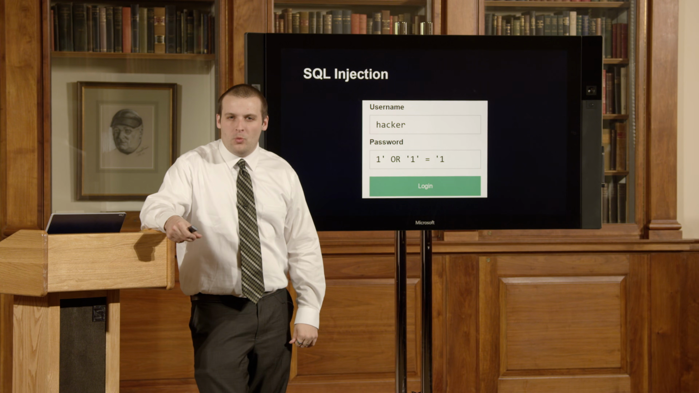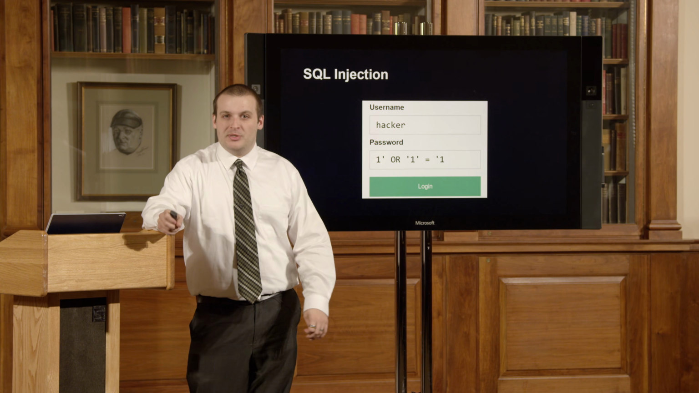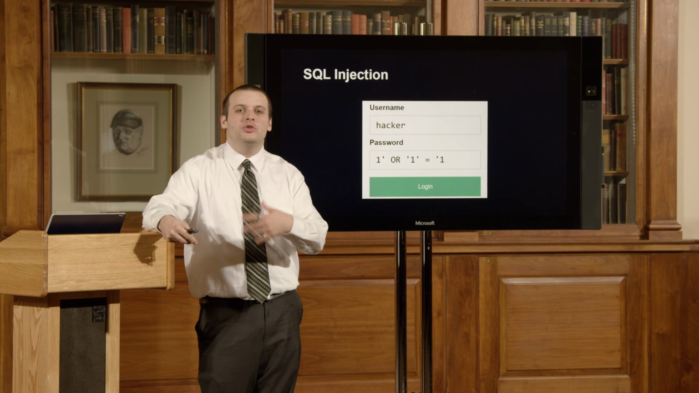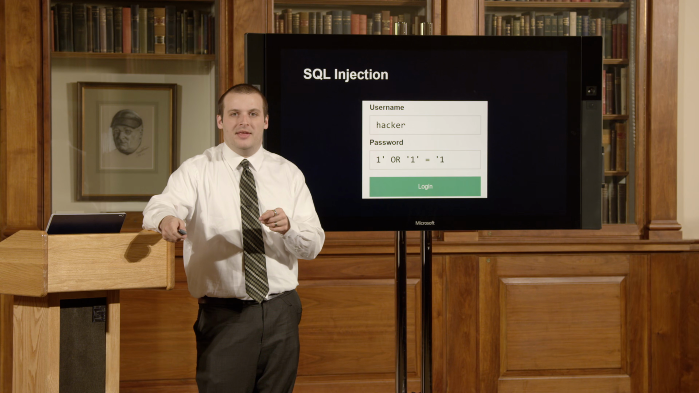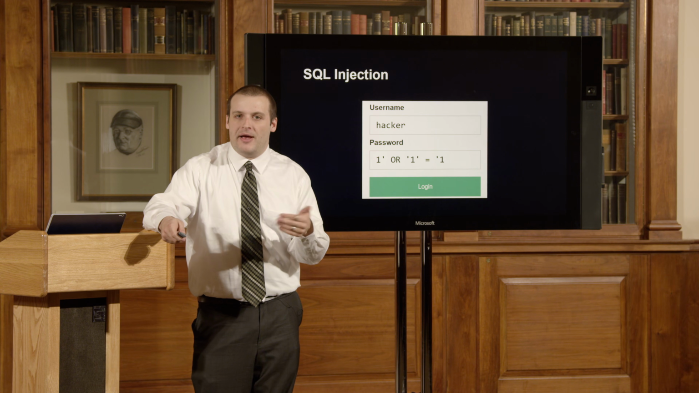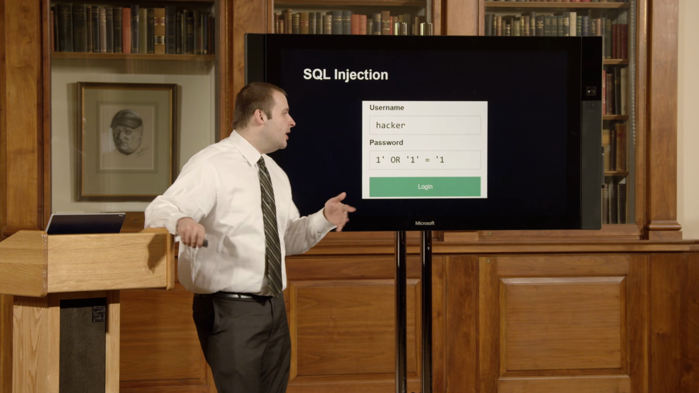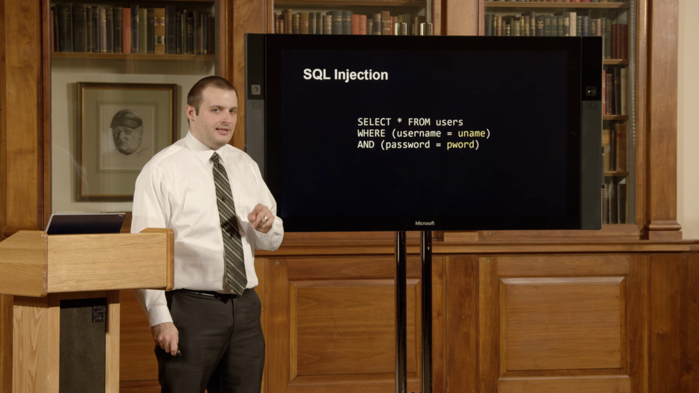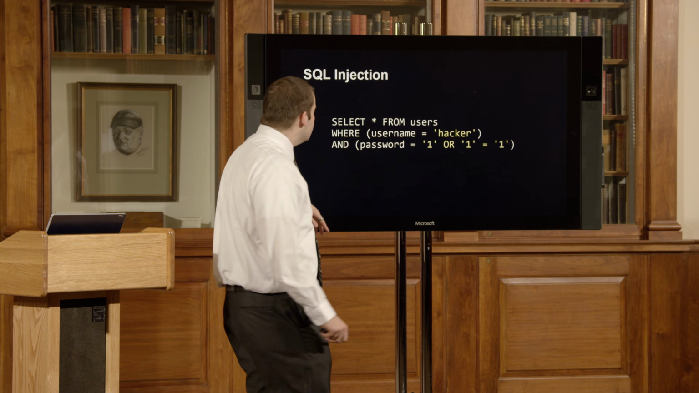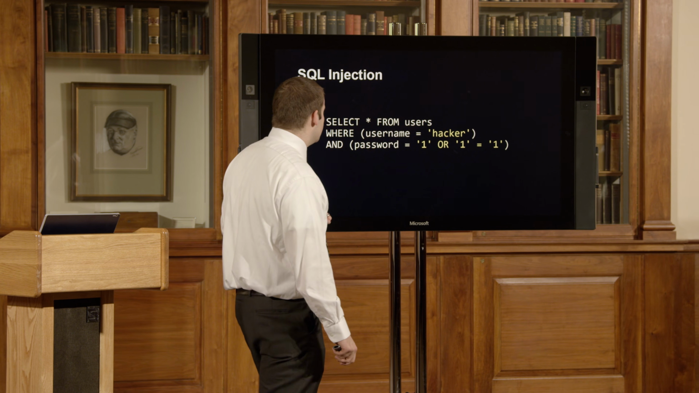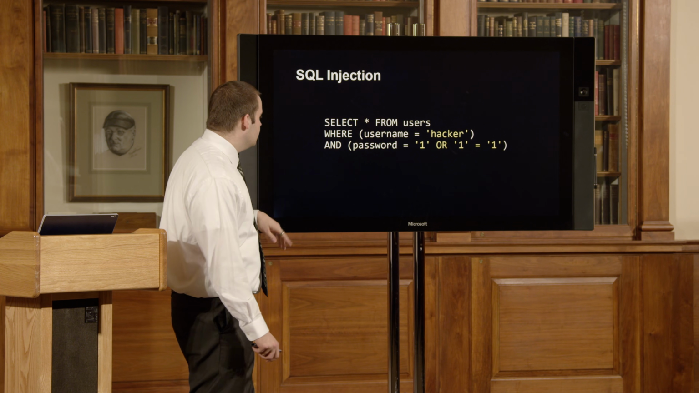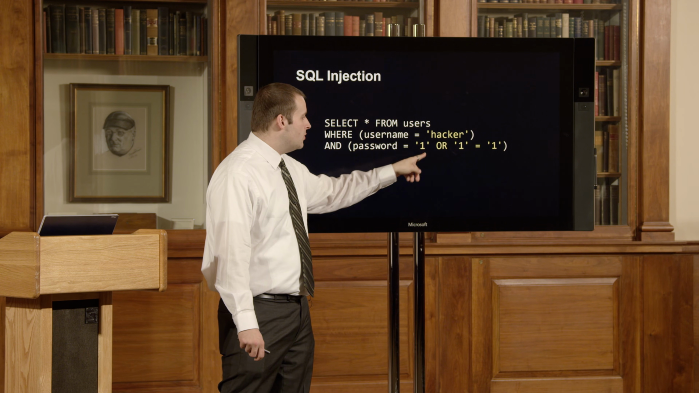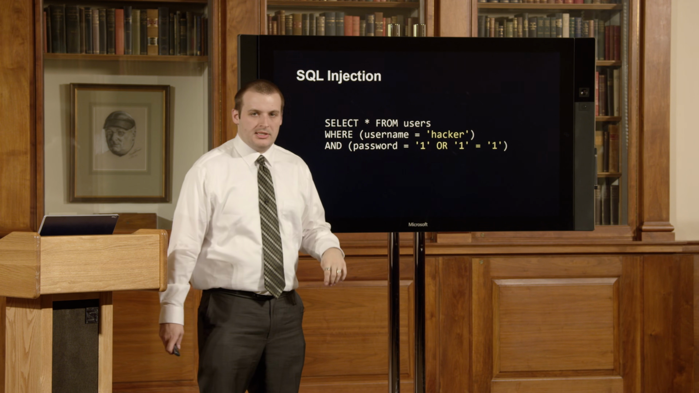That looks pretty weird. And the reason that looks pretty weird is because this is an attempt to inject SQL, to trick SQL into doing something that is presumably not intended by the code that we wrote. Now, it probably helps to take a look at it plugging the data in to see what exactly this is going to do. Select star from users where username equals hacker and password equals single quote 1 single quote or, and so on and so on.